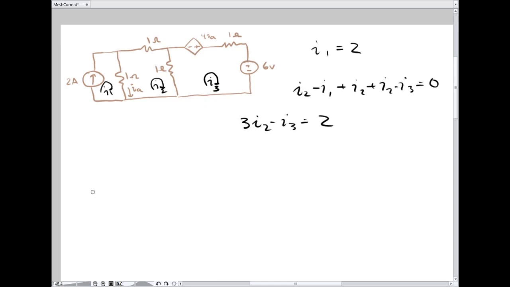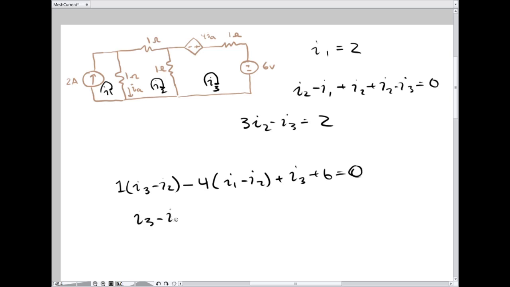And then we have this last one here. So 1 I3 minus I2 minus 4IA, which is I1 minus I2, plus I3 plus 6 equals 0. Making it a voltage source makes this more complicated, but we still have two equations and two unknowns. We just plug in 2 for I1. So this is I3 minus I2 plus minus 8 plus 4I2 plus I3 plus 6 equals 0.